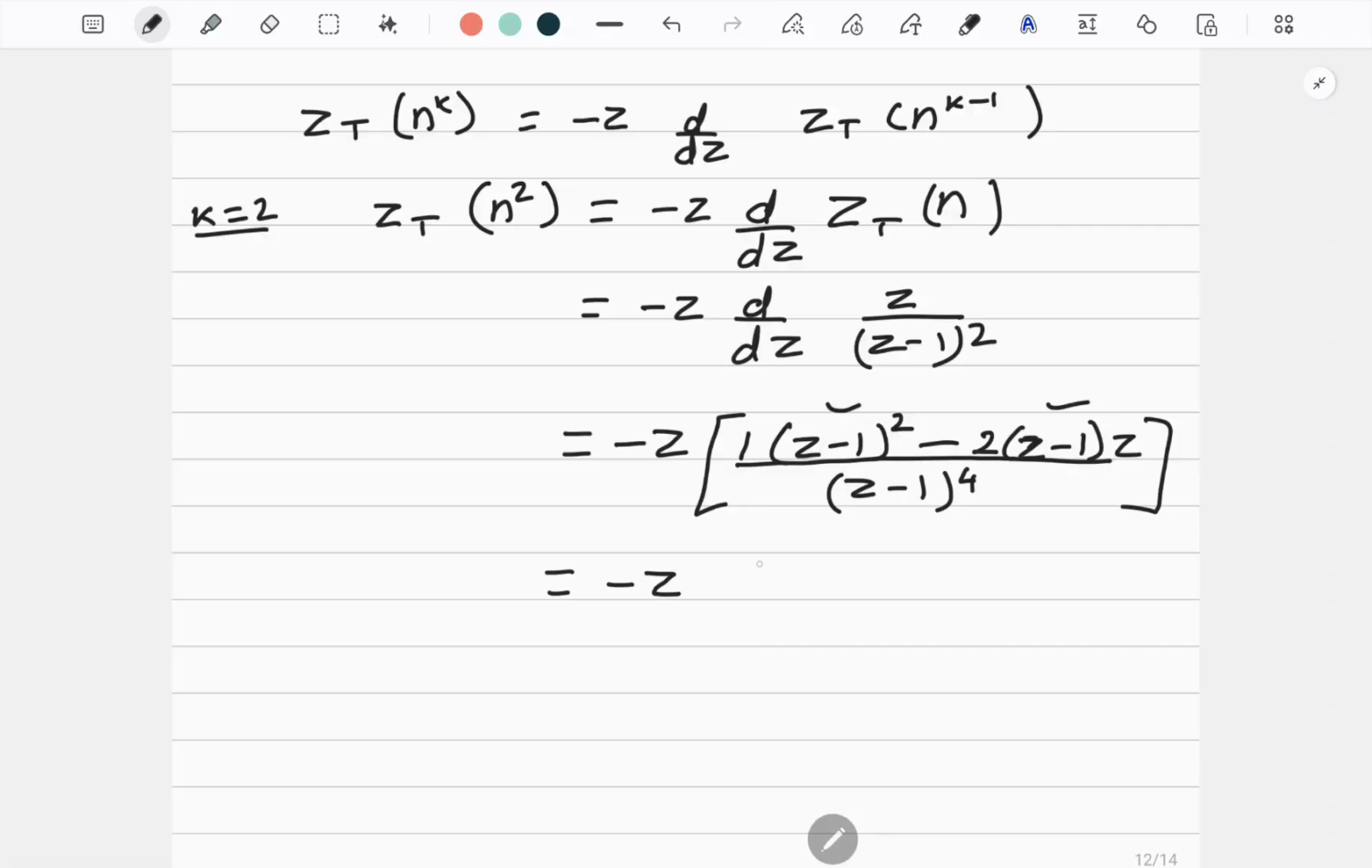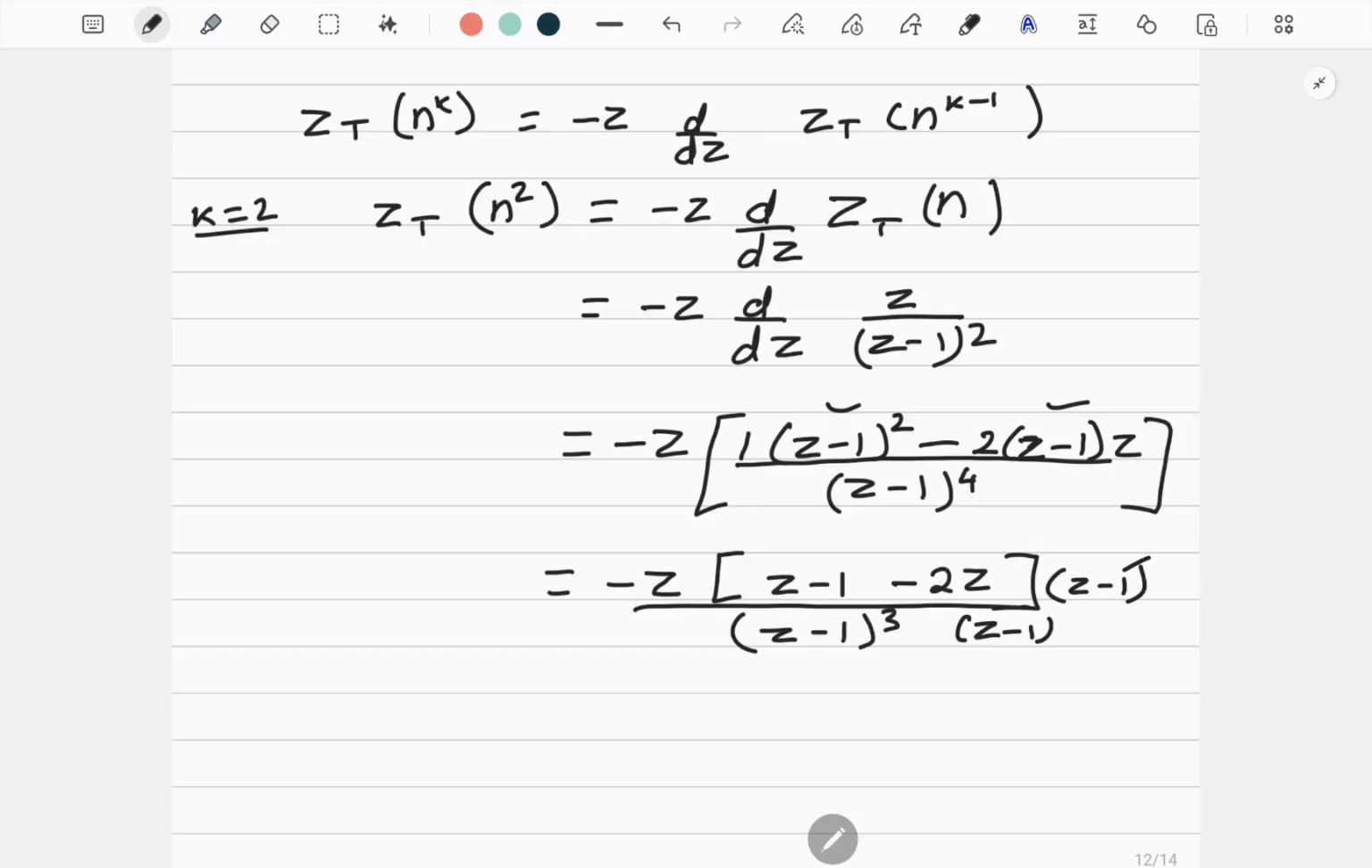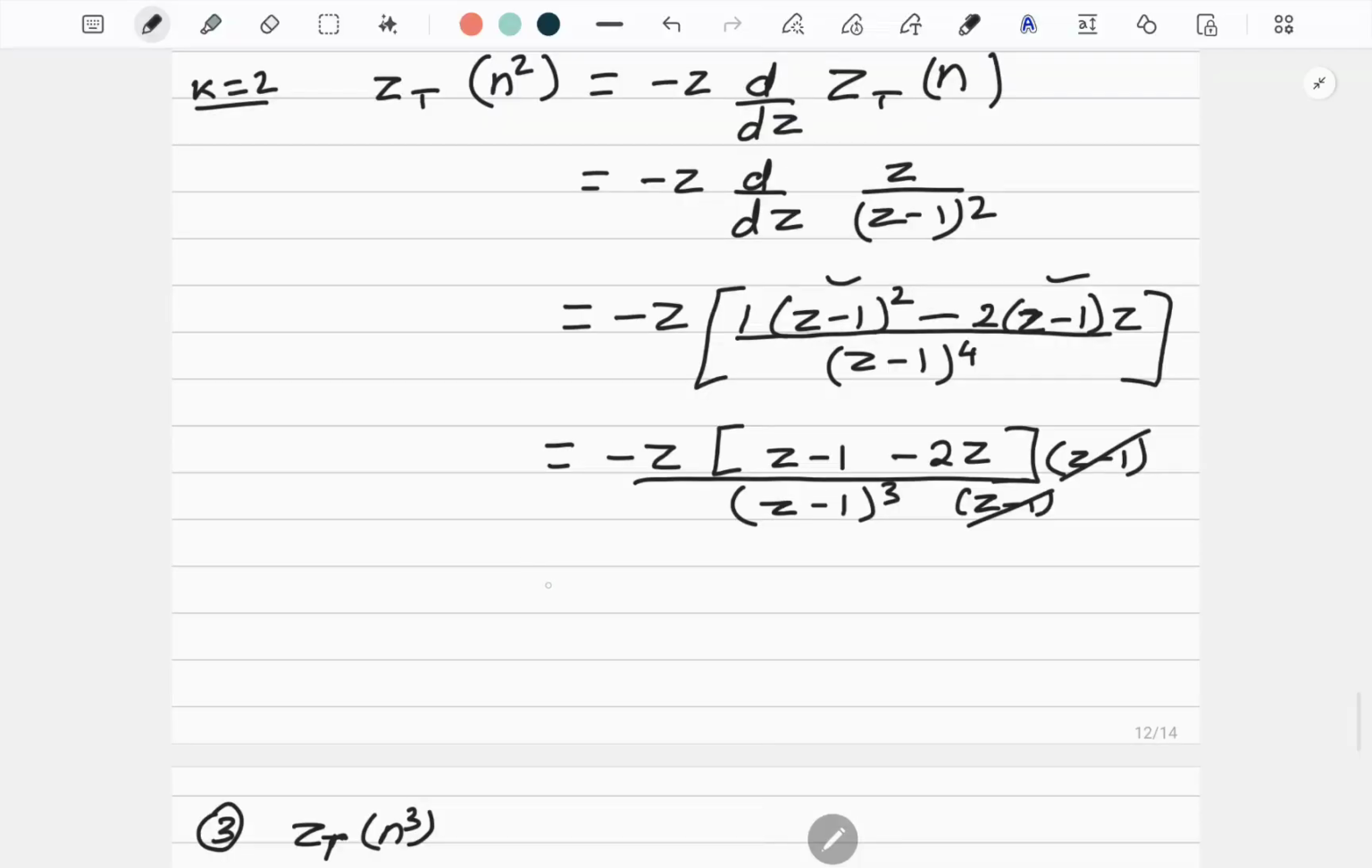So minus z, what is left? z minus 1 minus 2z, since z minus 1 I have taken common. So when I take the common denominator, it becomes z minus 1 cube, because one z minus 1 gets cancelled. Okay, next step: z minus 2z is what? z minus 2z is minus z. So minus 1 minus z, the minus sign you take out. So z times 1 plus z upon z minus 1 cube.